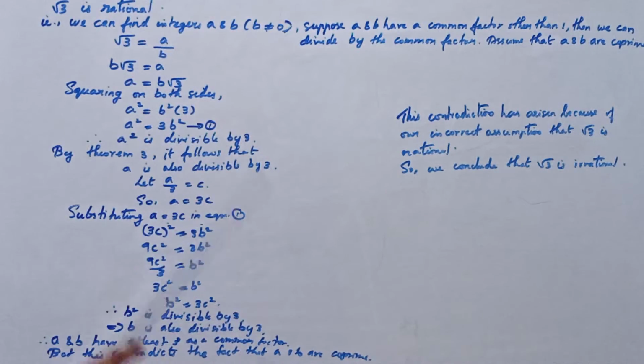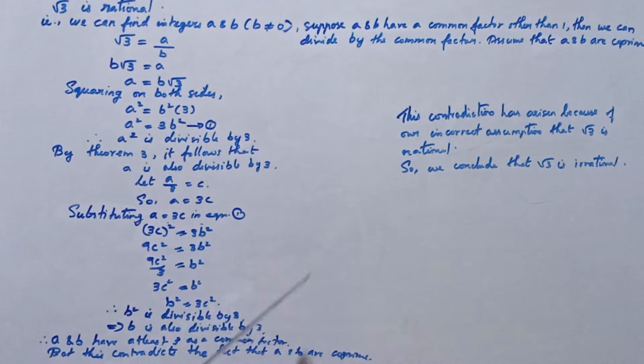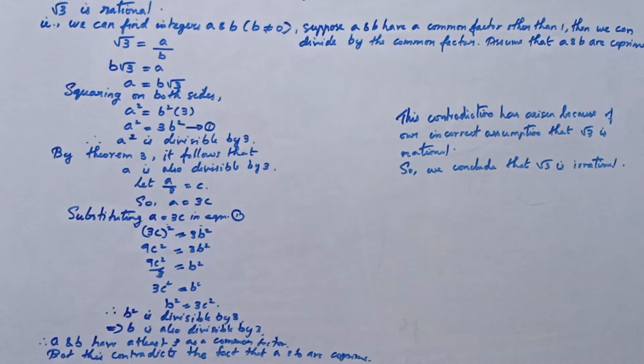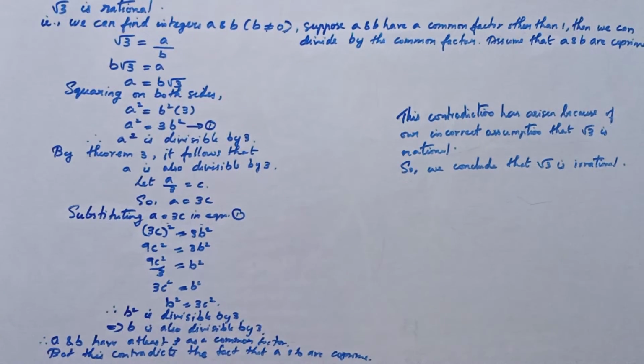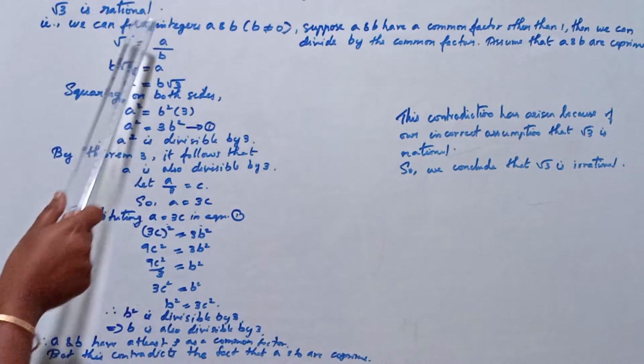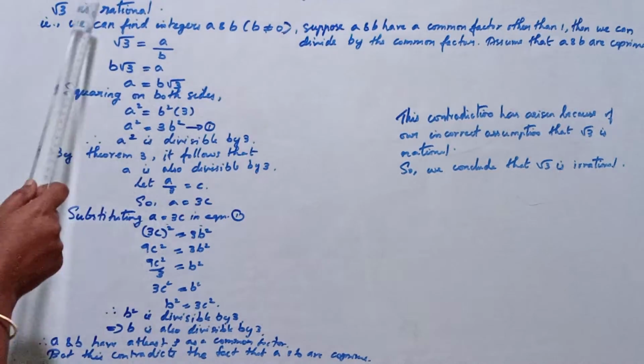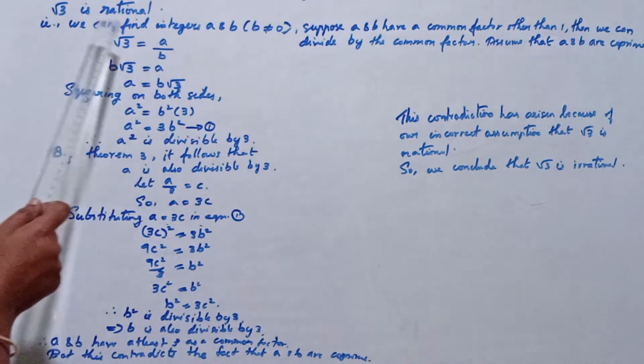So actually, what is the truth? The actual proof is we can conclude by saying that square root of 3 is irrational. Okay, so how we have to prove this? I'll explain once more. So first thing, let us assume to the contrary that square root of 3 is rational.